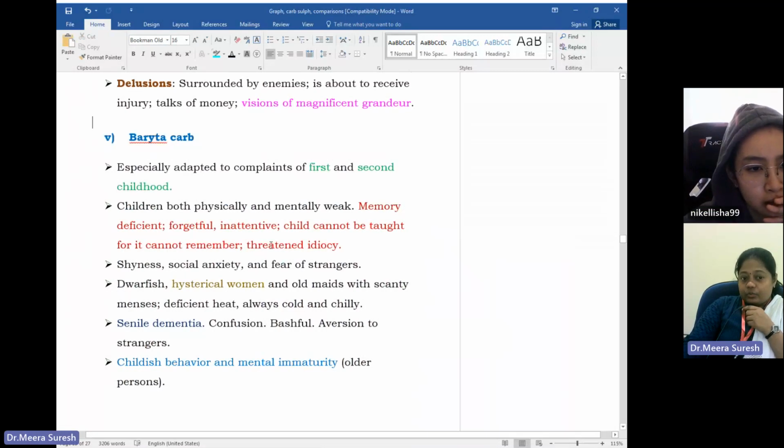The children, in case of Baryta carb, will be mentally and physically weak, memory deficient, forgetful, inattentive. The child cannot be taught anything because it cannot remember. The threatened idiocy, the same mental retardation, autism, shyness, etc. We can compare here the shyness, the social anxiety, fear of strangers, what you see in case of autistic children.